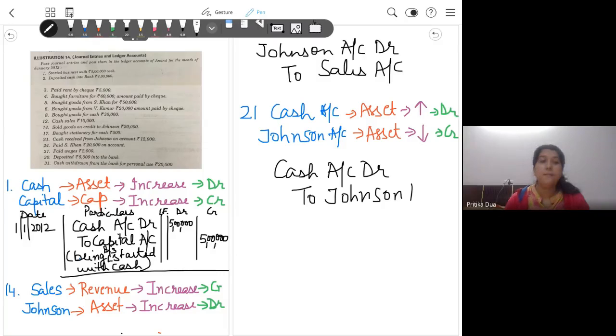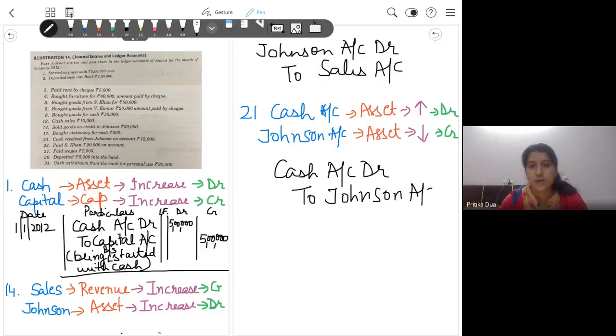Okay, because if the debtor is making a payment, then the debtor as an asset is decreasing in the business, so Johnson account will be credited. I'll also explain this, Ayan, from the traditional point of view. Cash account is your real account. Johnson account is a personal account. Cash is coming in the business, so debit what comes in. That is the rule of real account. Cash will be debited. Johnson is a personal account: debit the receiver, credit the giver. Johnson here is giving money to the business. So we credit Johnson.